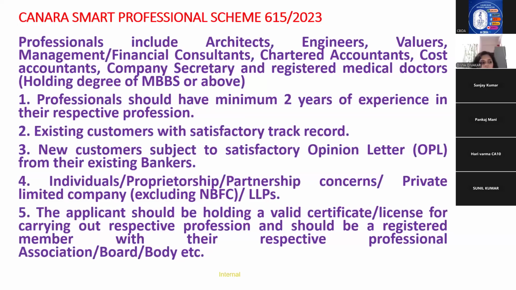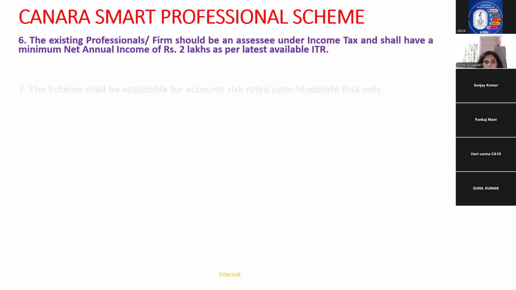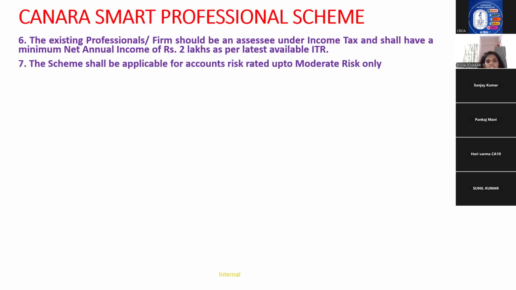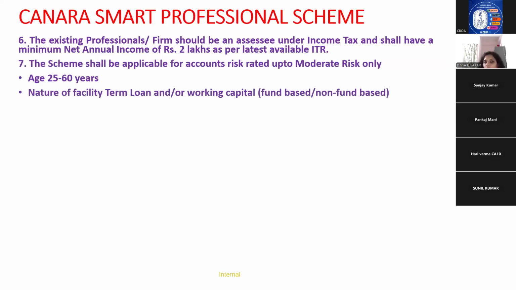The applicant should be holding a valid certificate or license for carrying out the respective profession and should be a registered member of the respective professional association, board or body, etc. The existing professional firm should be an assessee under income tax and shall have a net annual income of rupees 2 lakhs as per the latest ITR.